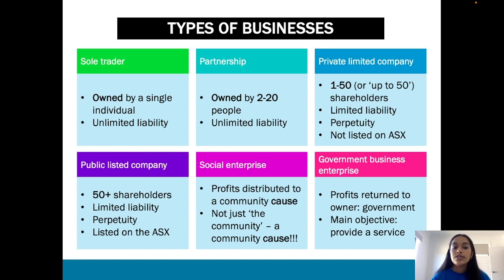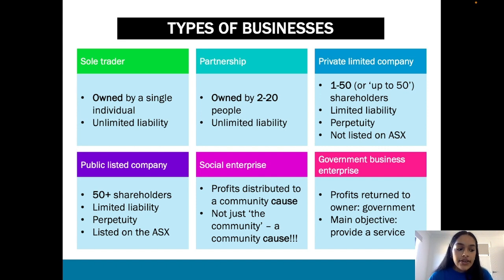The first one is a sole trader. A sole trader is owned by a single individual and has unlimited liability. We'll go over what unlimited liability is, but essentially, in the case that the business falls into debt, the owner is held personally liable, and that means that their personal assets can be seized.